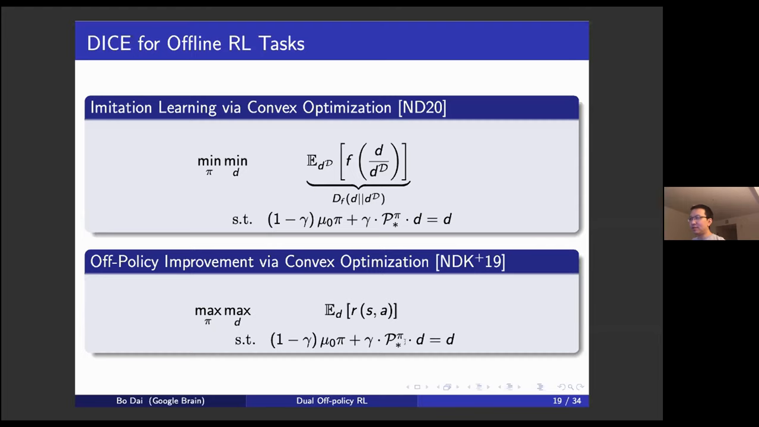Yeah, the second one is with same flavor. No matter actually, this min and max doesn't matter because there's only one solution. When you do this optimization, just make sure that this satisfies the condition. And with that, you maximize with respect to the policy value. It will lead to the optimal value for you. Same flavor for the construction, these two optimizations for different tasks.